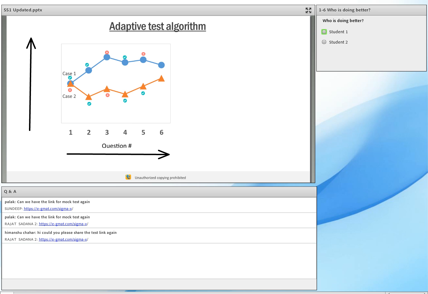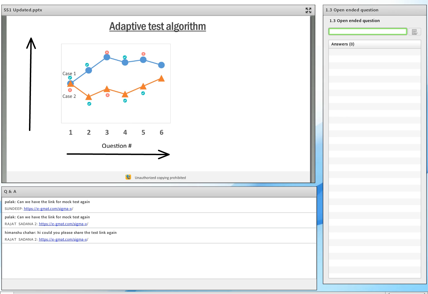Once I get 100 responses, I have about 270 people in the webinar, I'm going to broadcast the results. Okay, let me broadcast. I have about 120 responses. 85% of you say student 1 is doing better, and you guys are correct. Now that's very simple to really see that student 1 may be doing better.